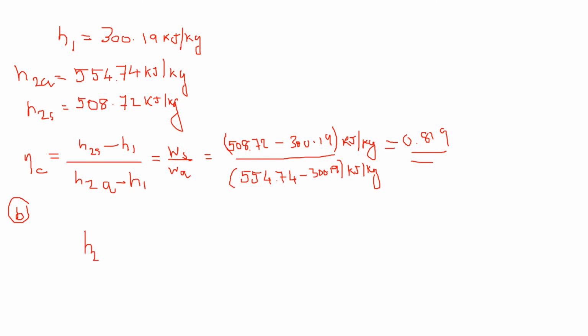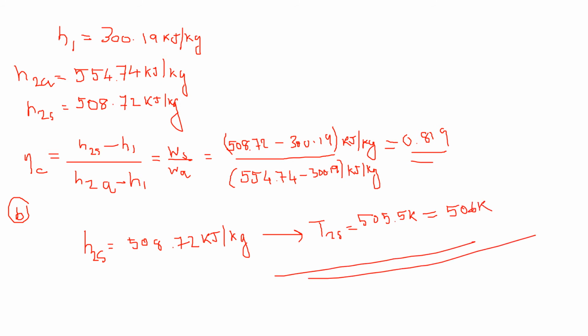We knew H2S is 508.72 kilojoule per kilogram. So with this enthalpy, you will get T2S as 505.5 Kelvin, and you can convert it to degrees Celsius, or you can keep it in Kelvin, 506 Kelvin. So that is the exit temperature of the air if the process were reversible.